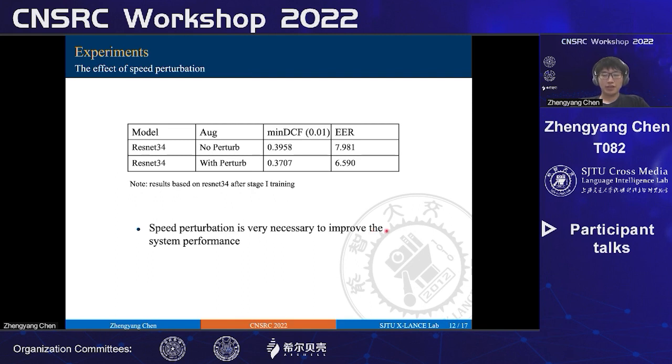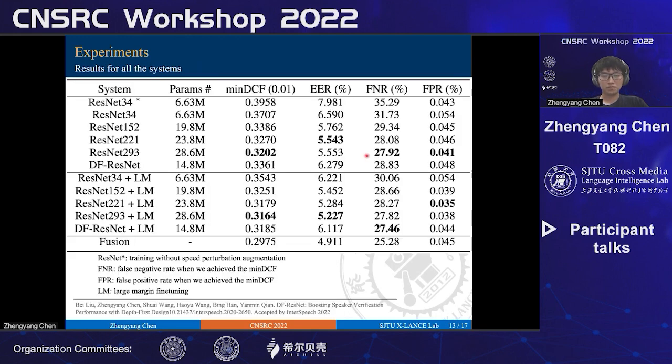The speed perturbation augmentation has become very popular in recent speaker-related challenges, and we test its effect here. We found that the speed perturb can bring consistent improvement on the mean DCF and the equal error rate evaluation metric. And the improvement on the equal error rate is significant. Here we list all the results which are used for summation.